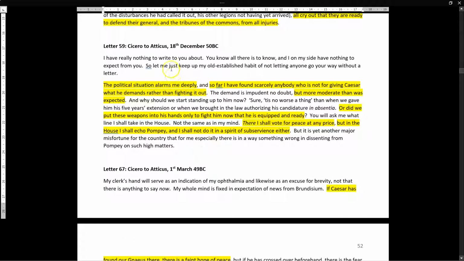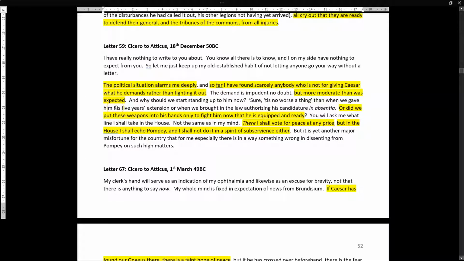So, giving his particular view of the situation: "The political situation alarms me deeply." I bet it did, because everyone knew what was going on. "So far, I've found scarcely anybody not forgiving Caesar what he demands rather than fighting it out." So he's aware that Caesar's proposal has a lot of popularity. "The demand is impudent, no doubt," so it's a little bit outrageous, "but more moderate than was expected."